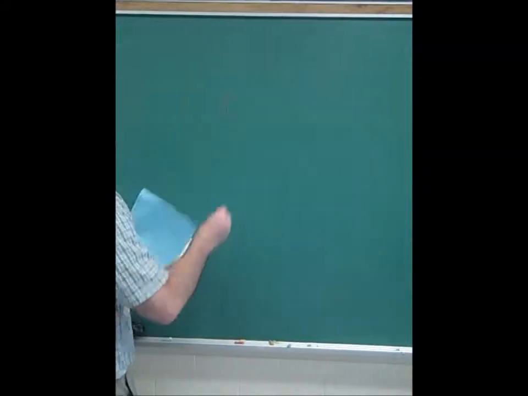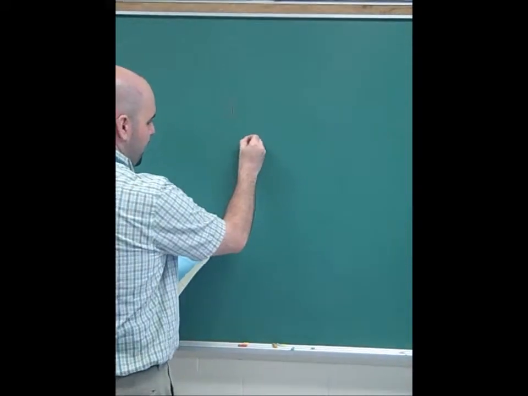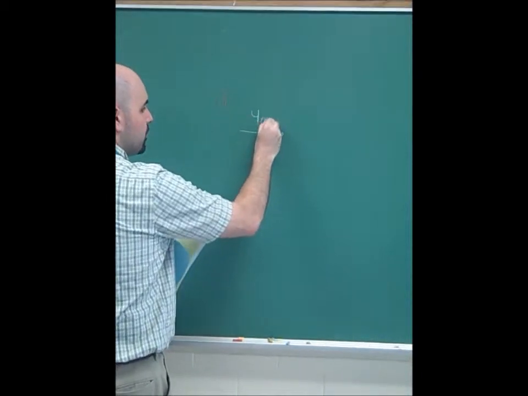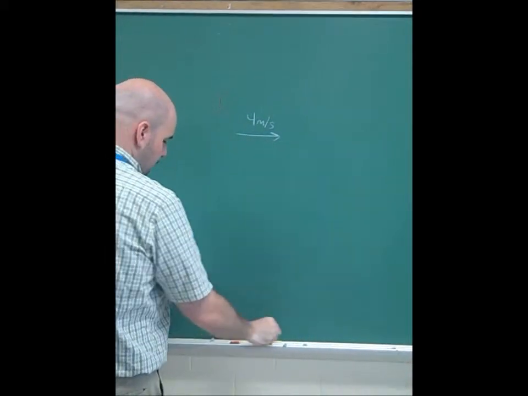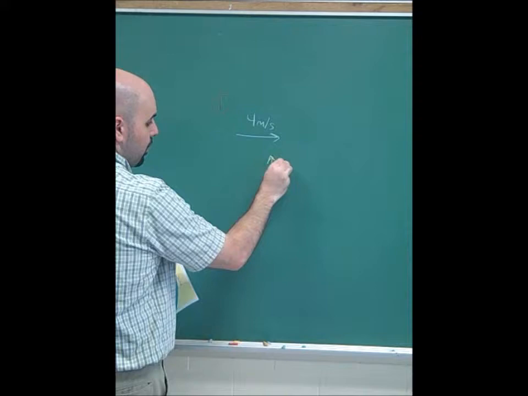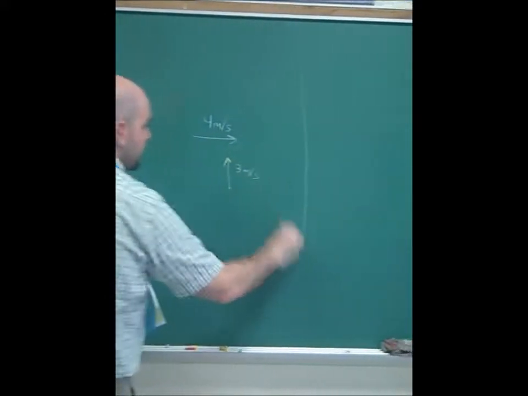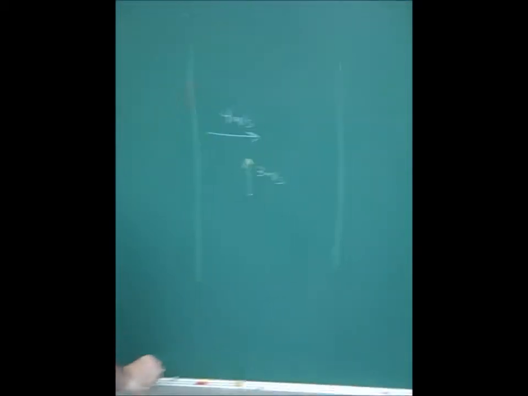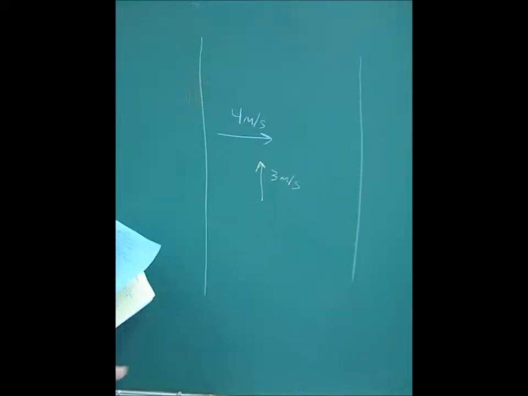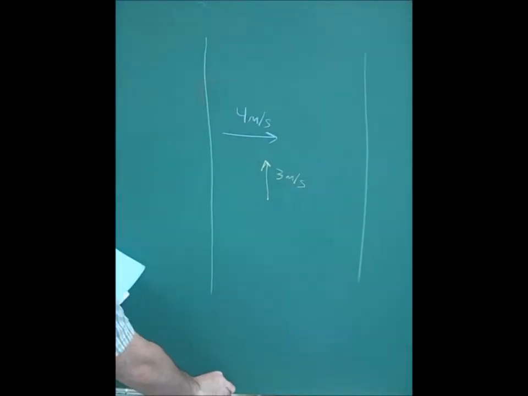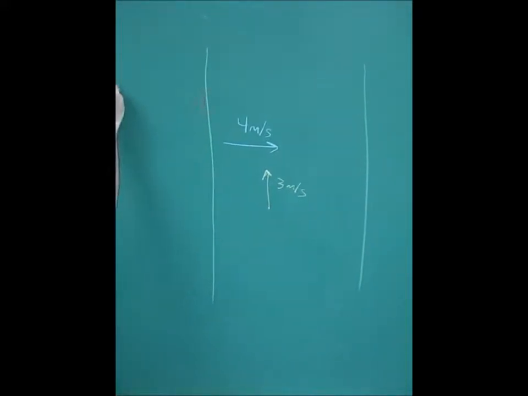We always trust him. A motorboat is traveling 4 meters per second east. 4 meters per second, that's the east direction. And encounters a current going to the north, 3 meters per second. So I'm going to draw the river banks like this. And this is the boat, and that is the current. Question A says, what is the resultant velocity of the motorboat?